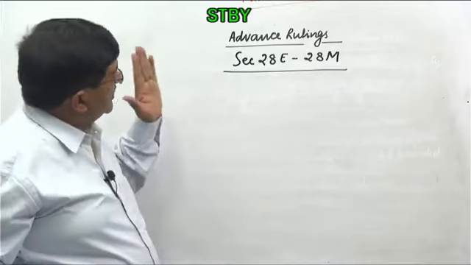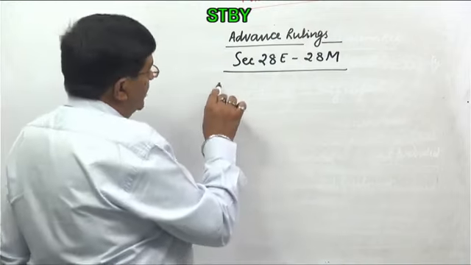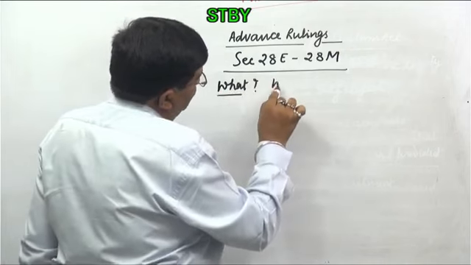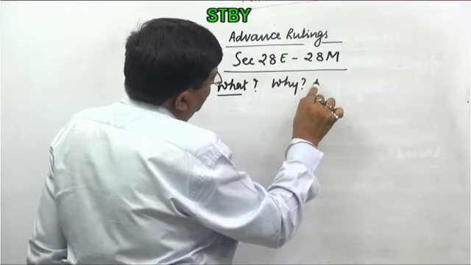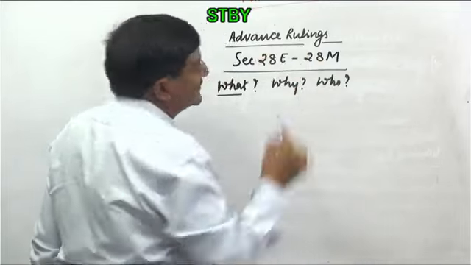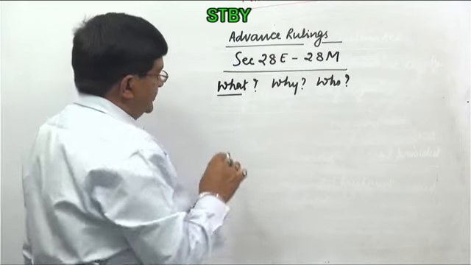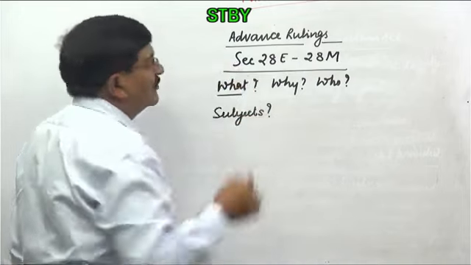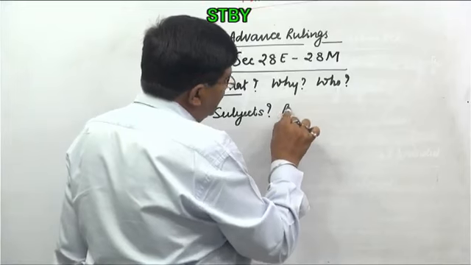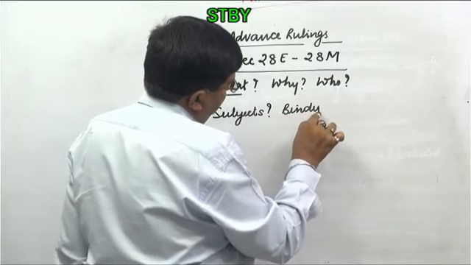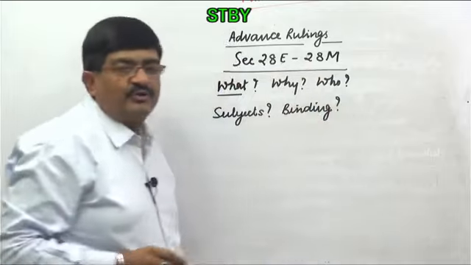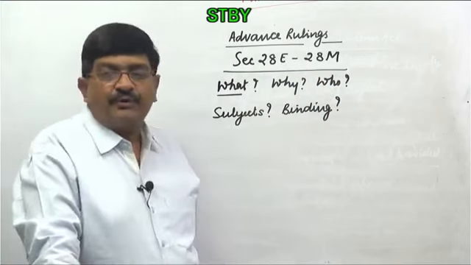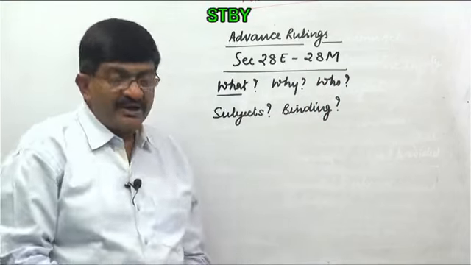So what we are going to see in this is what is the meaning of advance ruling, why somebody should apply for advance ruling, who can apply for advance ruling, on what subjects advance rulings can be obtained, what is the binding effect or validity. All these are the questions which we are going to understand in this lecture. So first of all, what is the meaning of advance ruling?